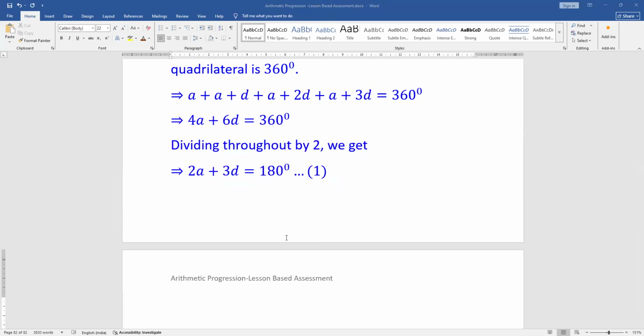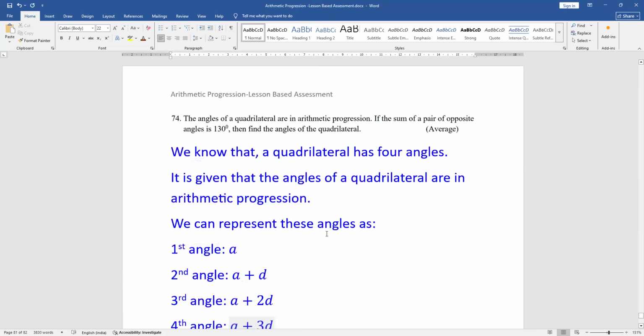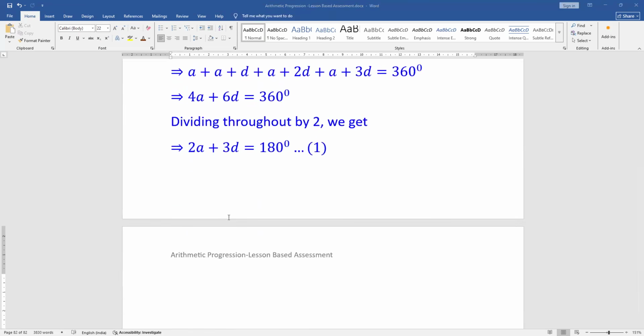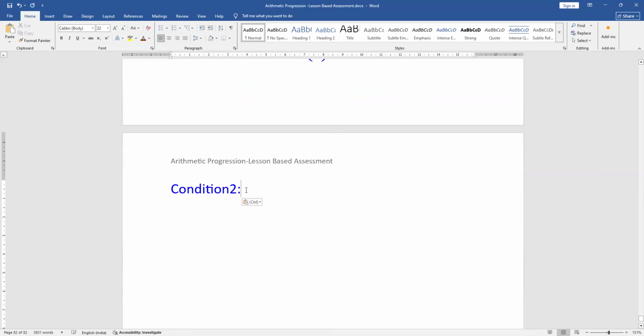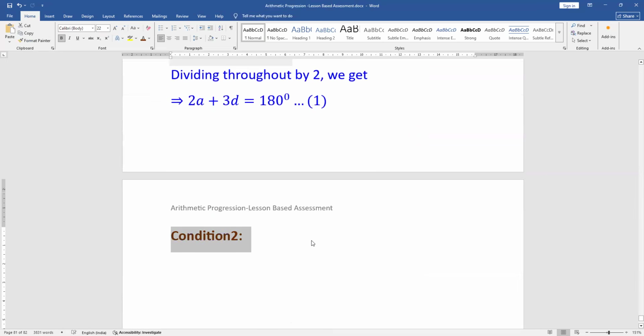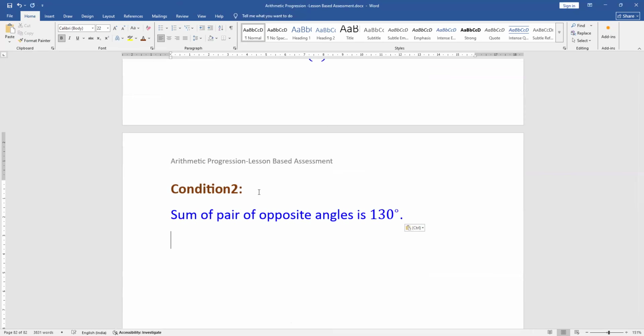Next, there is one more condition I notice. What is that? See, the sum of a pair of opposite angles is 130 degrees, it is mentioned, correct? So I write down that condition. So let me write condition 2 here. Condition 2: they told that the sum of the opposite angles is 130 degrees. So I write this.